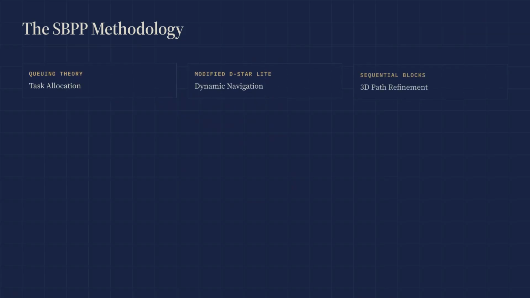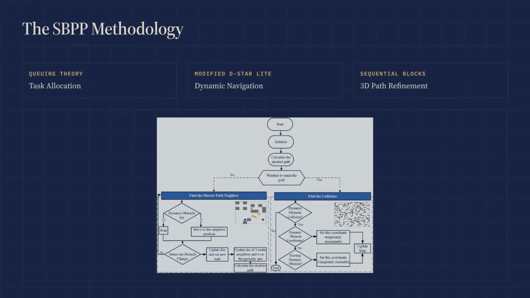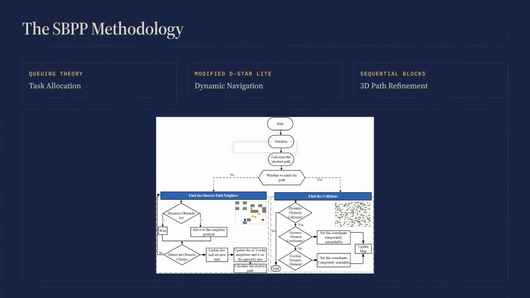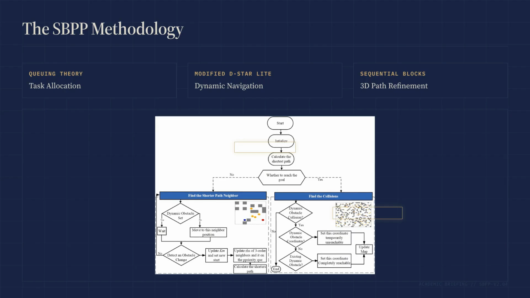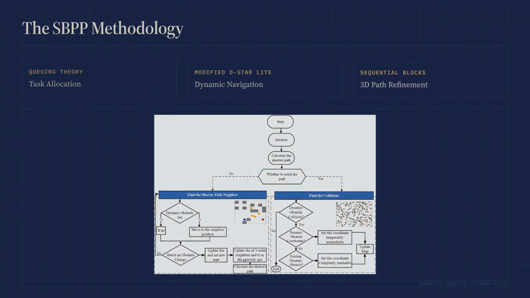To address this problem, we developed the Sequential Block Path Planning method, or SBPP. Our method combines three elements: queuing theory for assigning tasks to UAVs, a modified D* Lite algorithm for dynamic navigation, and a sequential block structure for simplifying complex three-dimensional space.